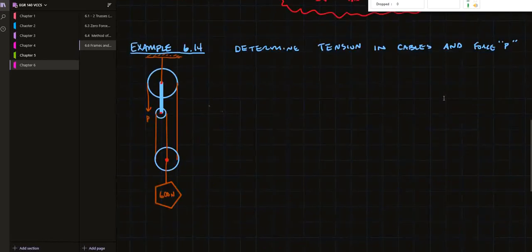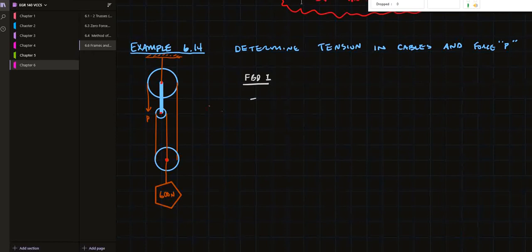So here's our problem. We have a 600 Newton load here, and we want to figure out what's the force at P to hold this in equilibrium, and what is the tension in the cables. These are frictionless pulleys, by the way. So let's draw some free body diagrams.